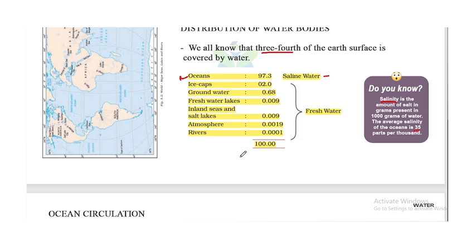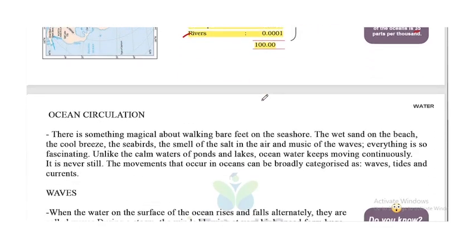Now, from ice caps to rivers, only 3% is fresh water. Most of the fresh water is seen in ice caps, and it's very hard to use. So the amount of fresh water for the use of humans is very low.